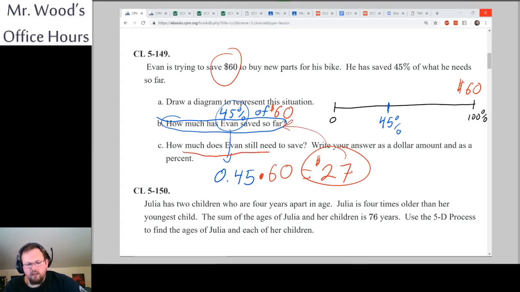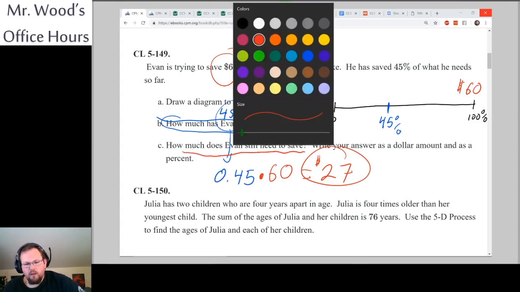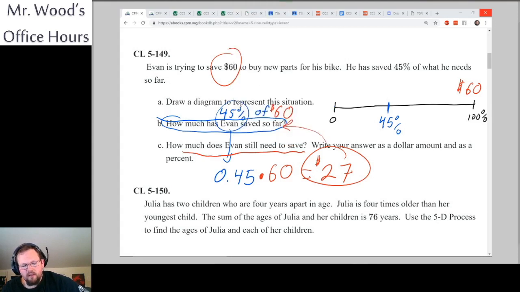How much does he still need to save? The answer to that is the difference there. So he still needs to save $33. And it says for the dollar amount and as a percentage, if you want to know the percent that he has left to save, he has saved 45, which means there is 55% remaining.